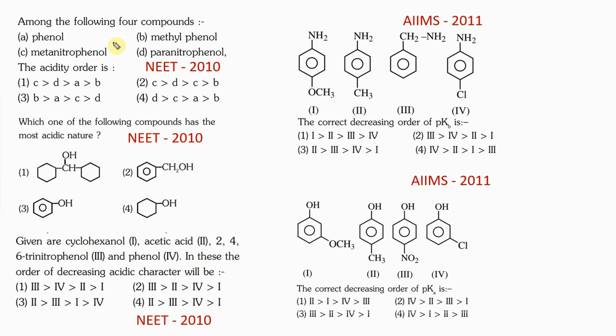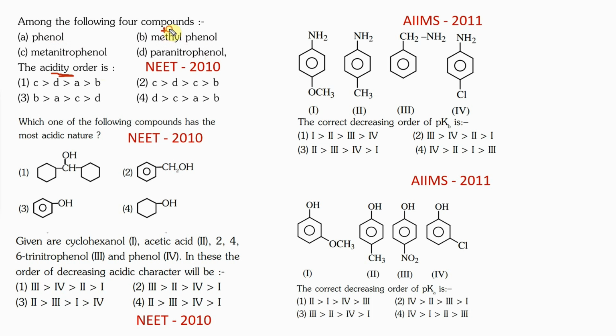Among the following 4 compounds, they are asking for the acidity order. First thing you want to look at is whether there is an acid itself. Phenol is not as strong as an acid except picric acid. None of these is an acid. Looking at phenol, metanitro, methylphenol and paranitrophenol, do not draw any of them. Okay, all we know is phenol is the reference.